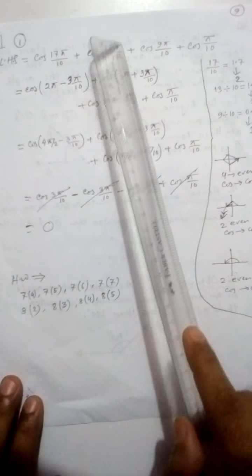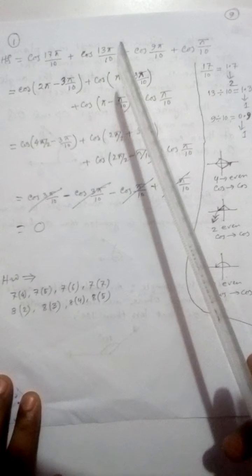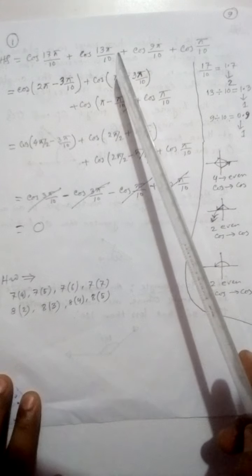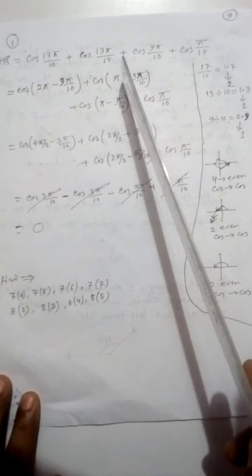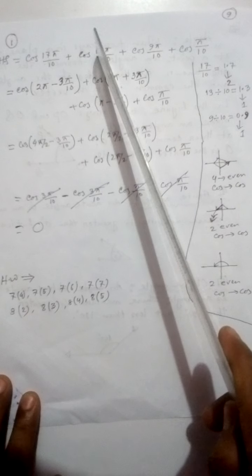Again cos 13π/10: 13 divided by 10 is 1.3, approximately 1, so we write π plus 3π/10. Here the LCM is 10, so 10π plus 3π means 13π. If we use the minus sign, 10π minus 3π means 7π, which is not correct. So we use the plus sign, because 10π plus 3π means 13π.